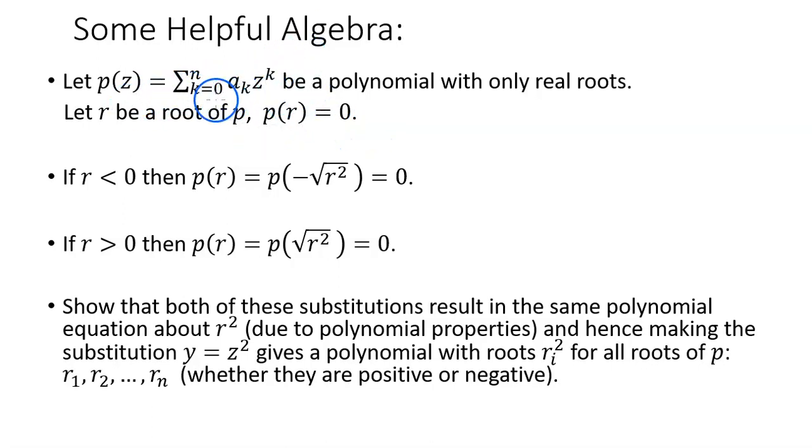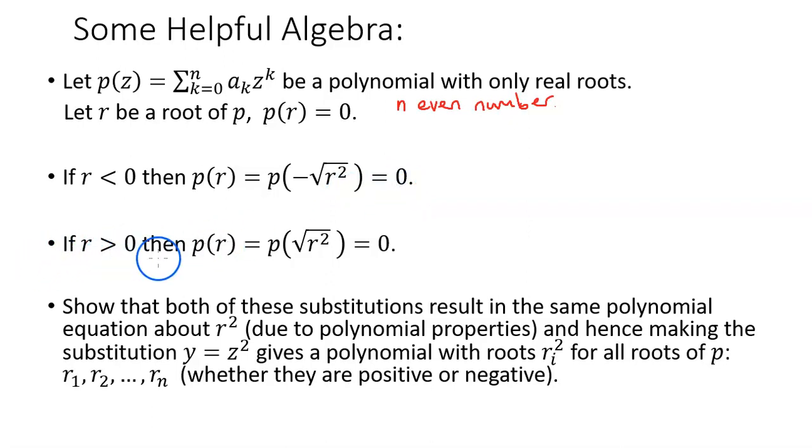The long answer is, well, first let's take a look at the case where our polynomial p of z has only real roots. Let r be a root of p such that p of r equals 0, and just for the sake of this explanation, let's suppose that n is an even number, but it works just as well if n is an odd number. Then, if r is less than 0, p of r is equal to p of the negative square root of r squared, and then it's equal to 0.